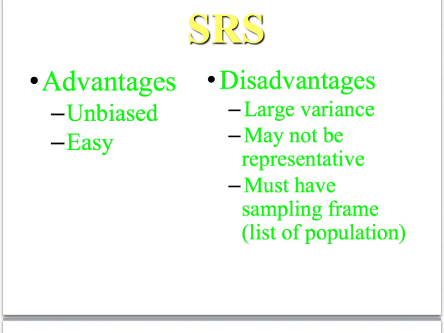All right, next we're just going to look at some lists of advantages and disadvantages for each type of sample that we've talked about. The first is the simple random sample. Its advantages are that it's unbiased and that it's easy to do. However, sometimes you have a large variance, and your sample, if you're not careful, will not be representative of your population. And if your sample is not representative of your population, then it's no good, because it doesn't tell you anything about the population, which is why we sample things in the first place, to find out things about the entire population. And you also have to have a sampling frame to do this, which is, remember, just a list of those things in the population.